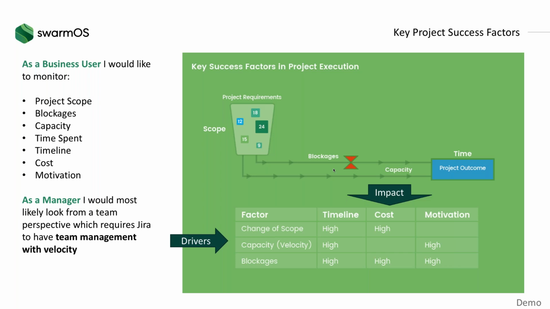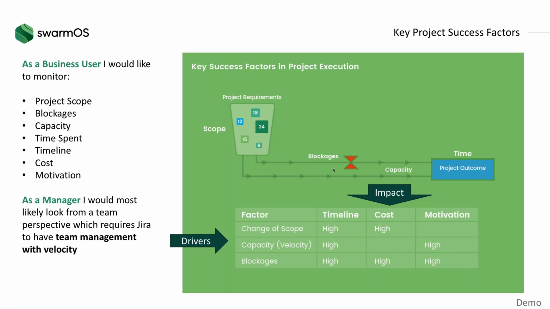So you have certain drivers like change of scope, your velocity, and the blockages which impact your timeline, your cost, and the motivation of your teams, and they have different degrees of impact. So you can see this from the matrix down below. So these are the things we really focus on. These are the things which really matter to have a successful project.